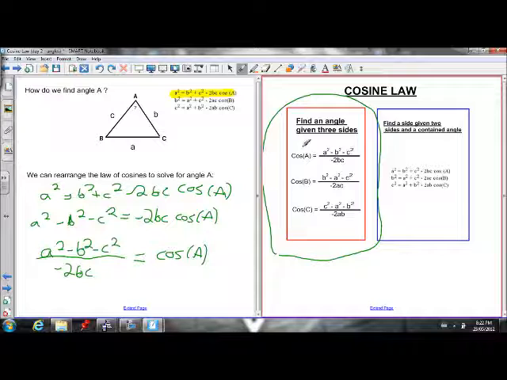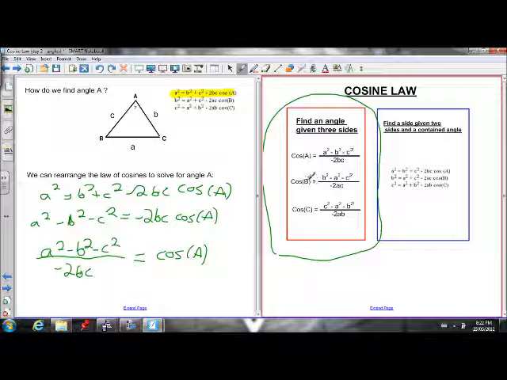If I'm looking for angle A, the equation is the cosine of angle A equals a squared. The side opposite angle A is a, so I start with a squared, and then I subtract the squares of the other two sides, subtract b squared and subtract c squared. And then I divide by negative 2 times those other two sides, b and c.